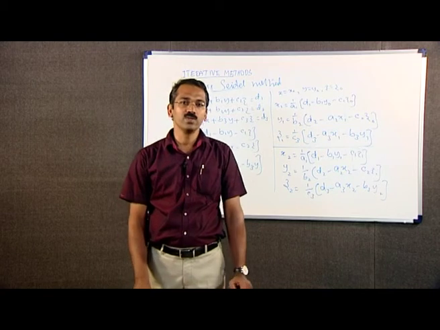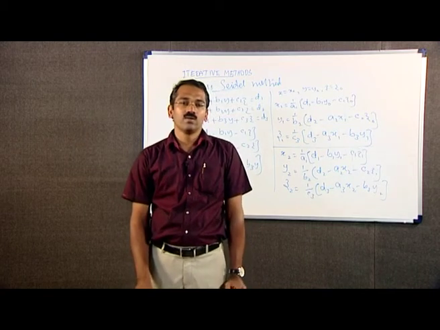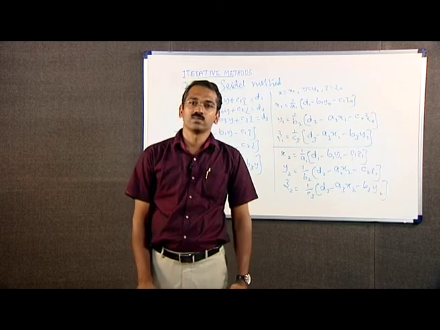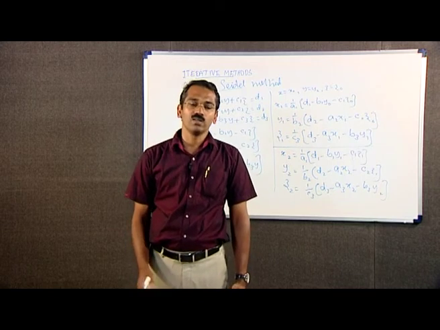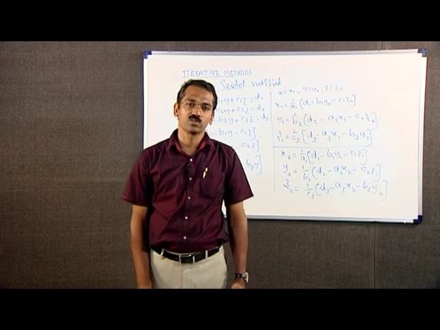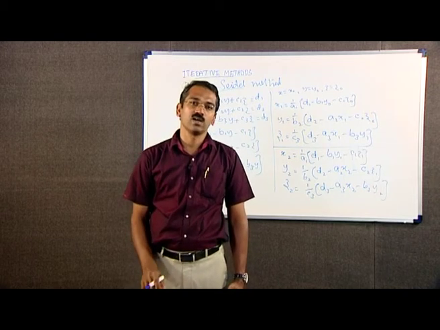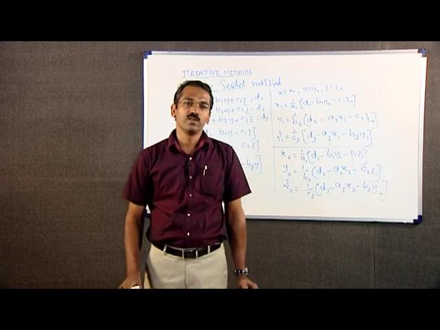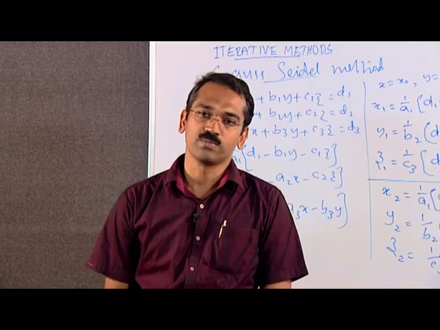But in the Jacobi's method, we will use the new approximations only after getting all the values. That is, after getting a set of new approximations, we will use them in the next approximation.